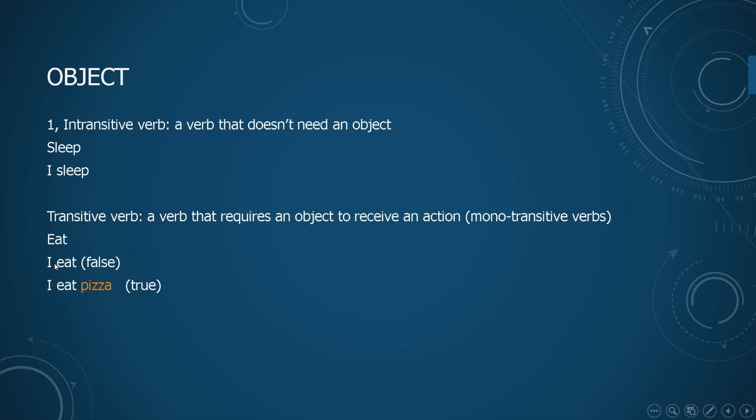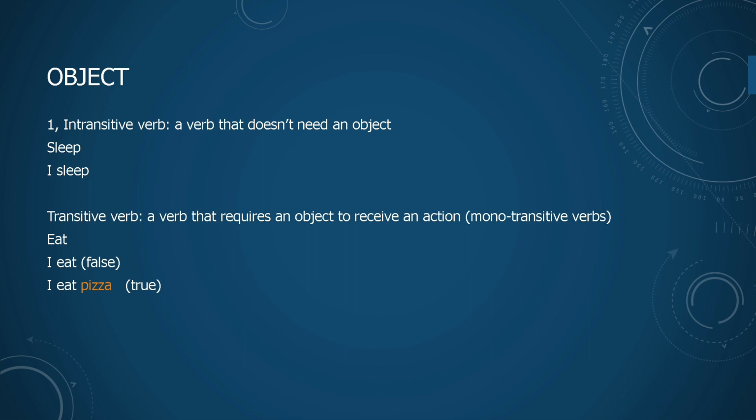I eat. Look at this example. Is it true? Of course not. It doesn't make sense. I eat. What do you eat? So we need an object here. For example, we can say I eat pizza. This pizza here is an object that's necessary to be there. Without the object, the sentence is meaningless.